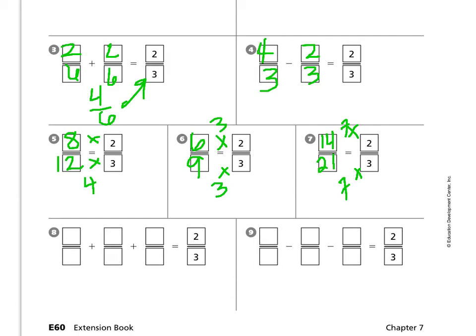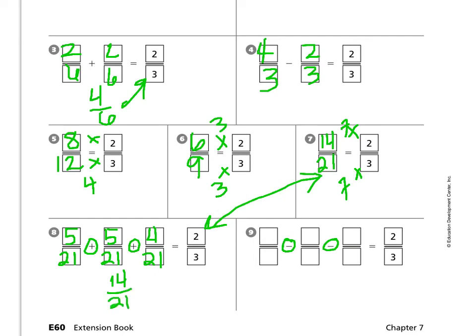Let's look at numbers 8 and 9, where you're going to be adding 3 numbers or subtracting 3 numbers. And I'm going to use 21 as my base, my denominator. And in the end, I want to get a fraction that equals 14/21. So I'm going to use 5/21 plus 5/21 plus 4/21, because I know that that would equal 14/21, which would reduce to 2/3.